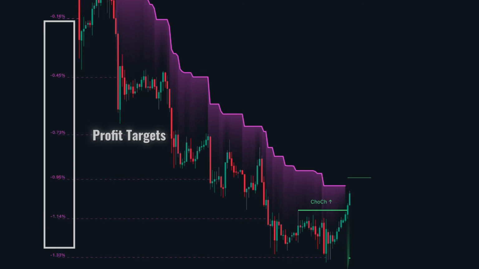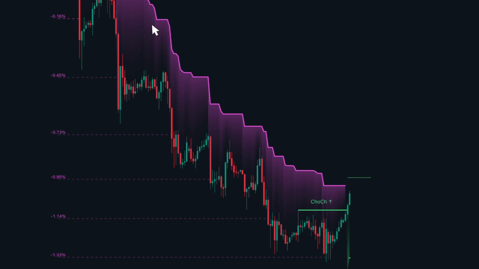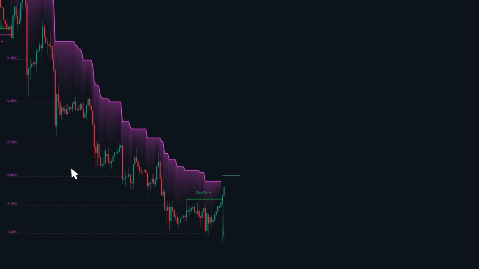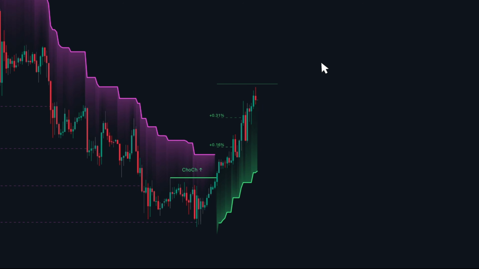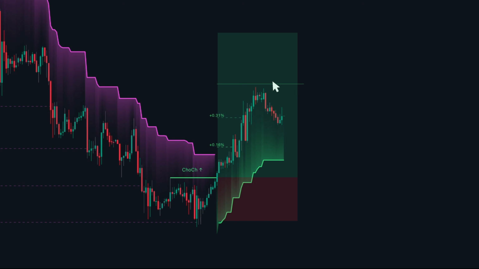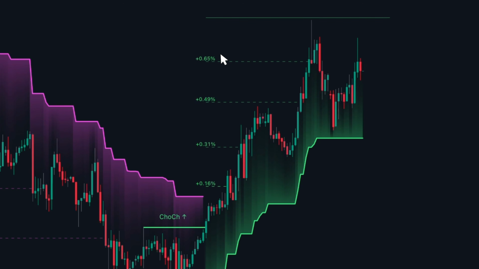Now, the fourth thing, the profit targets. These are also calculated from ATR, so they expand and contract with market conditions instead of fixed distances. At first, you only see the first target. Once price reaches it, the next target appears, and this continues as long as the trend runs. Later, when we manage a trade, we only move the stop after a candle has closed beyond the target. The percentages next to them are measured from the point where the trend structure failed.